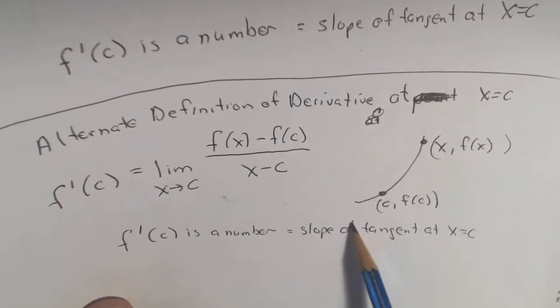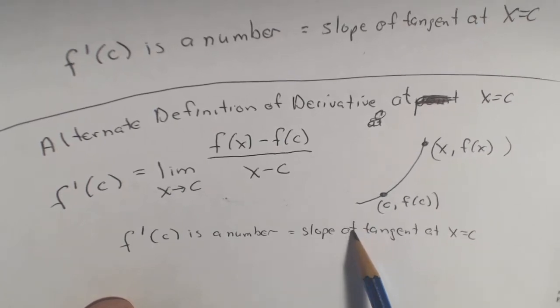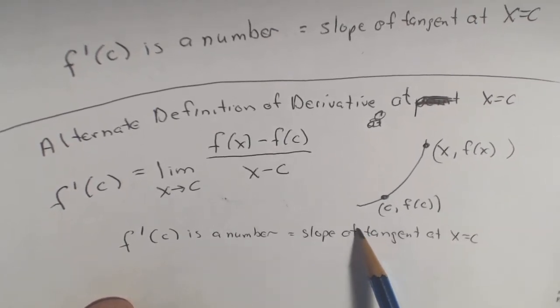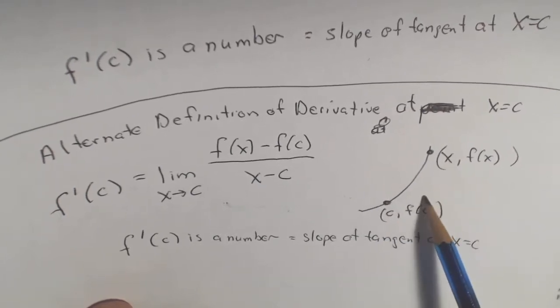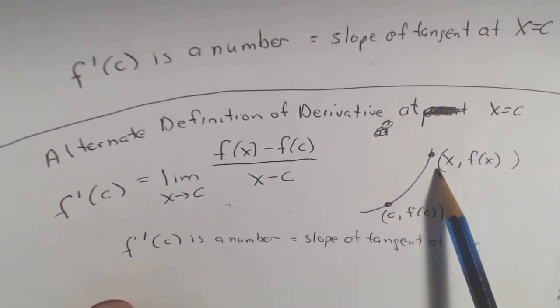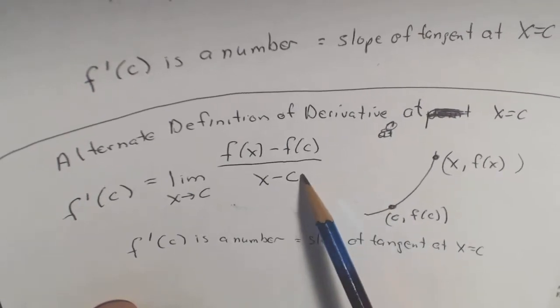Again, in this version, your answer will be a number. It will not be a function. So what's the slope? Well, between these 2 points, it's f of x minus f of c over x minus c, exactly what you see there.